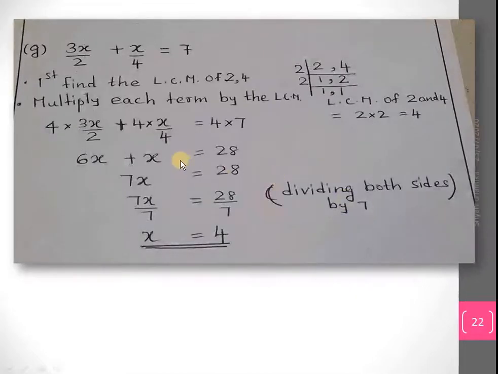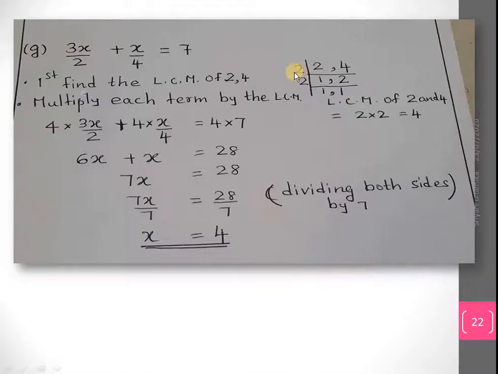Now see the next question. Here fractional equations. Now you can see here denominators are 2 and 4. So we have to multiply each term of this equation by the LCM of these denominators. Now this is the way of finding LCM of 2 and 4. We have to divide by prime numbers.